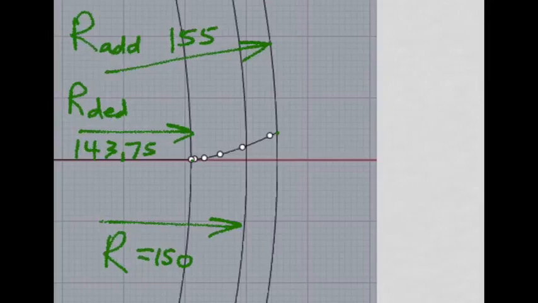So to summarize, we're going to have our pitch circle radius over there at 150. We're going to have radius to the addendum at 155. There it is there. And we're going to have radius to the dedendum at 143.75. And that is the portion of tooth that we are going to draw.